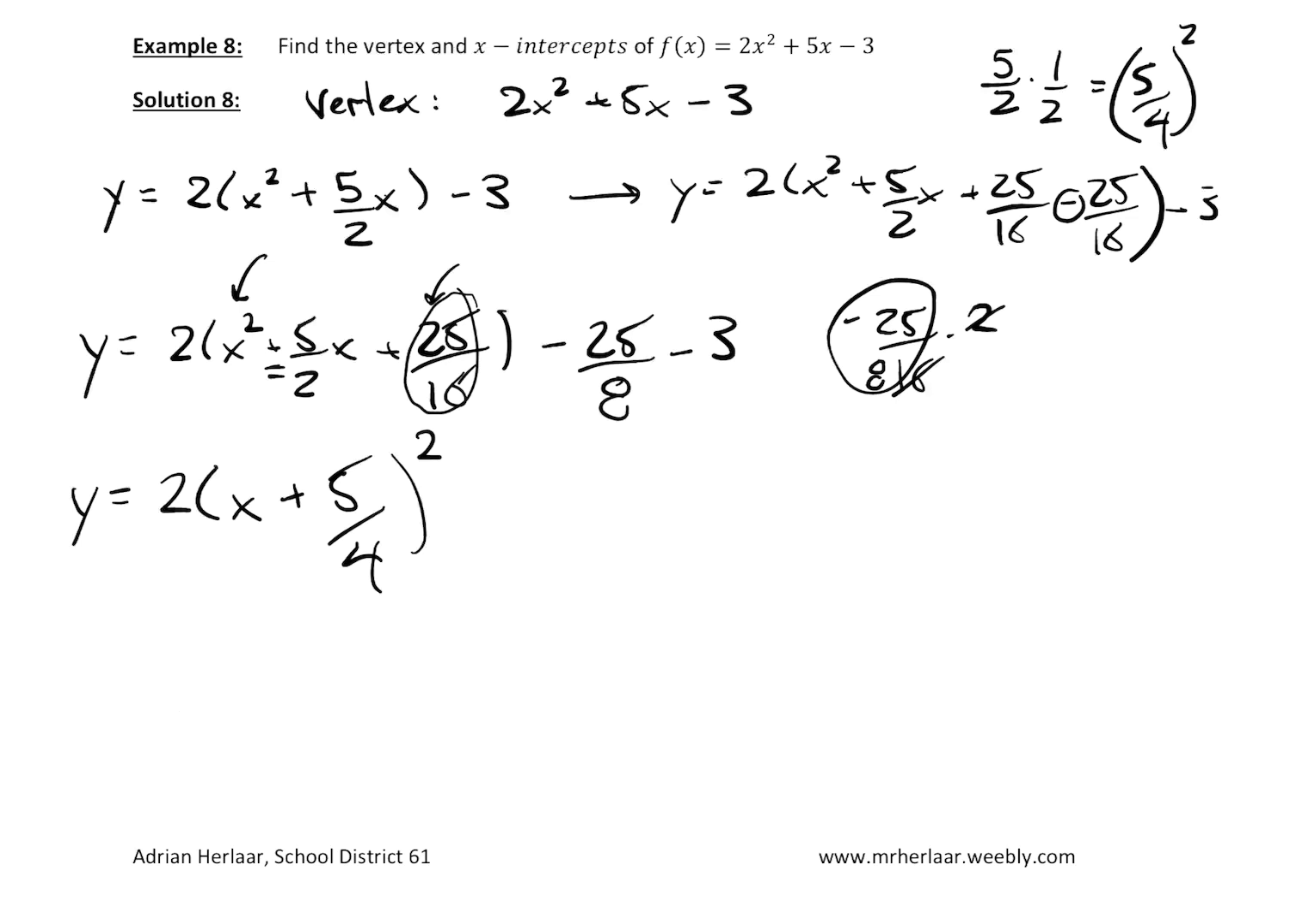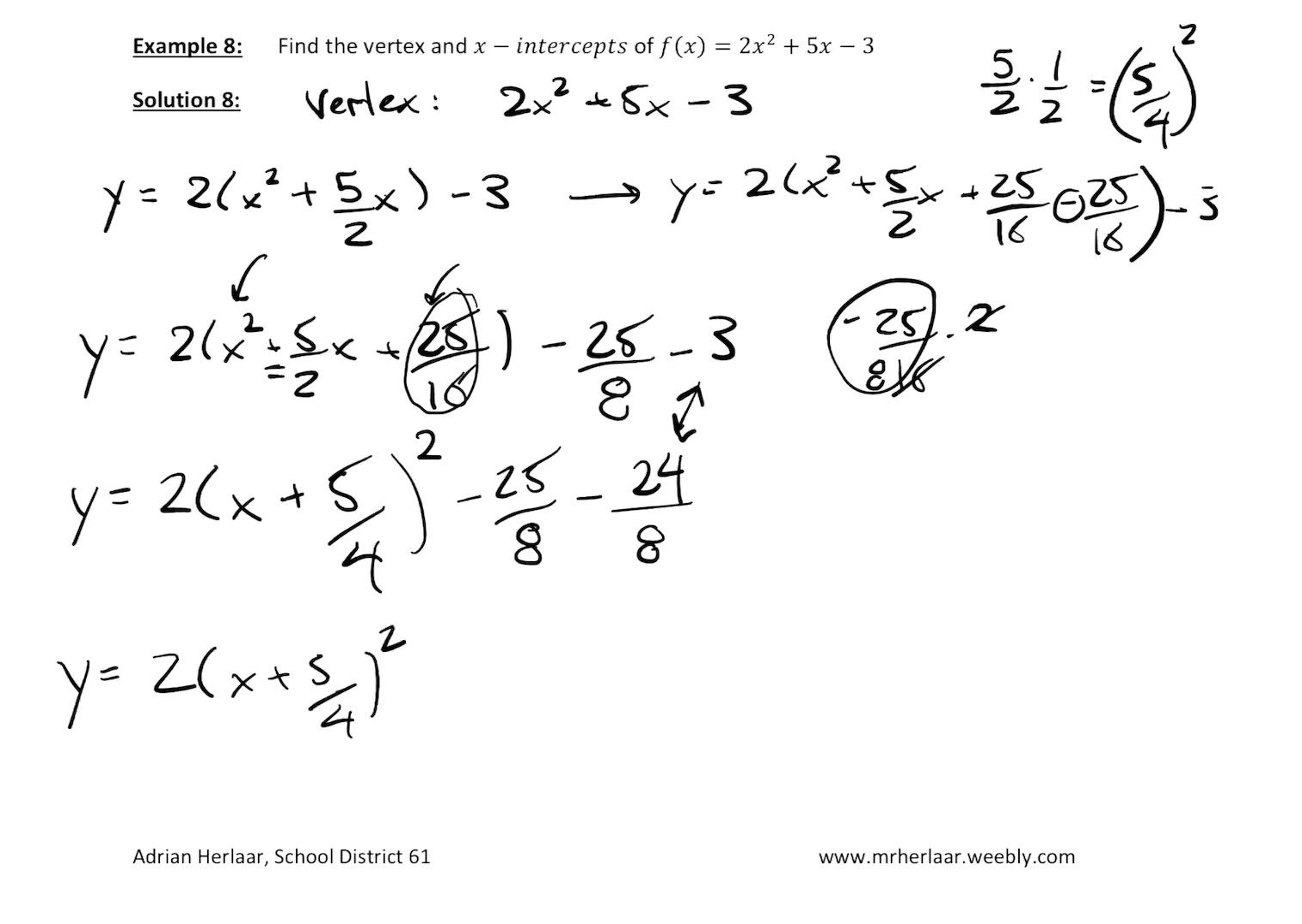So we have all of this, and then we have minus 25 over 8 minus 3, but I don't want 3, I want something with a denominator of 8, and 24 over 8 is equal to 3, because now I have a common denominator. So I'm almost finished. X plus 5 over 4 squared, and then negative 25 minus 24 is minus 49 over 8.